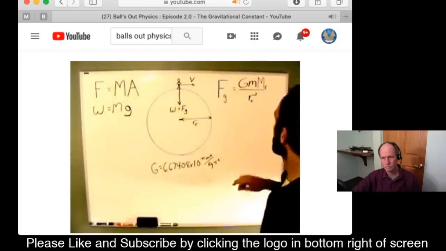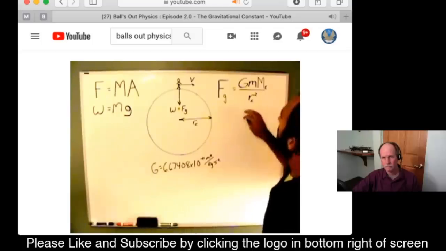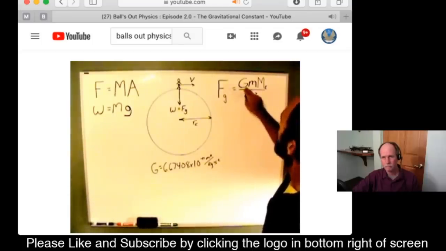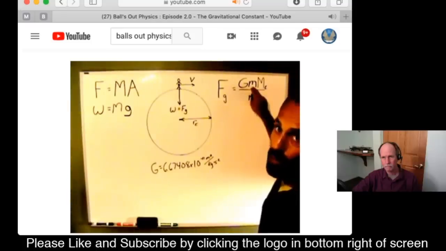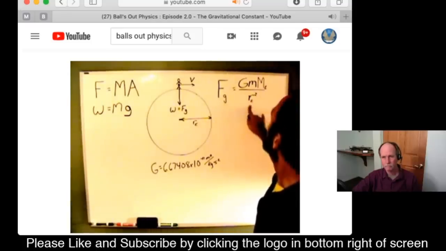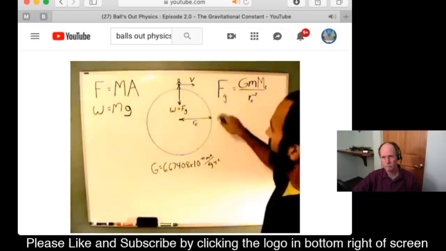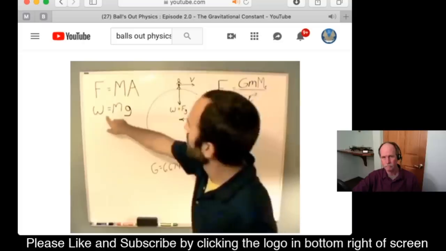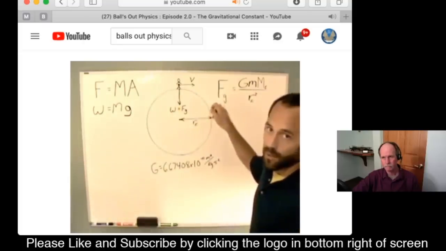Let's assume that's correct. So now he must have been really excited because he knows what this big G is. He knows what his mass is, or any other mass of an object on Earth. He knows what the radius of Earth is. So he can set these two equations equal to each other. He knows that weight and the force of gravity are equal.